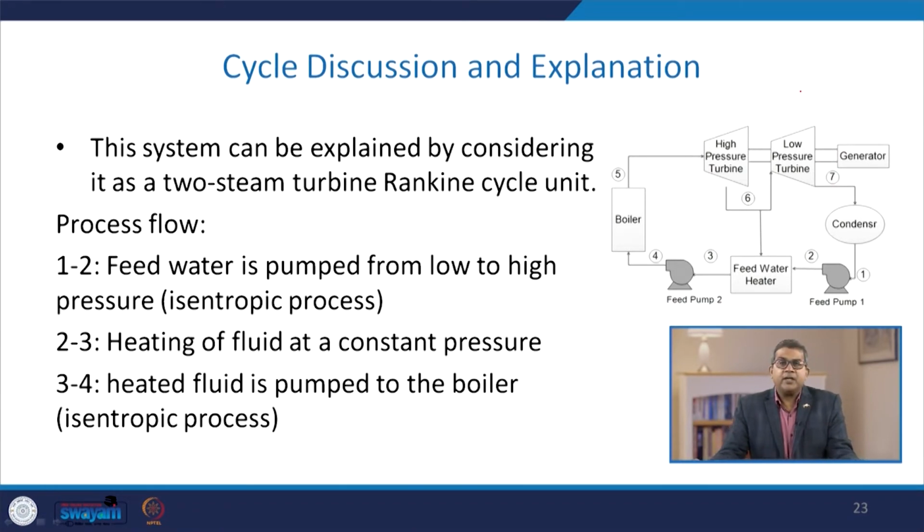This system can be explained by considering it as a two steam turbine Rankine cycle unit. Here we can discuss the process flow. From station 1 to station 2, the feed water is pumped from low to high pressure, and that is an isentropic process.